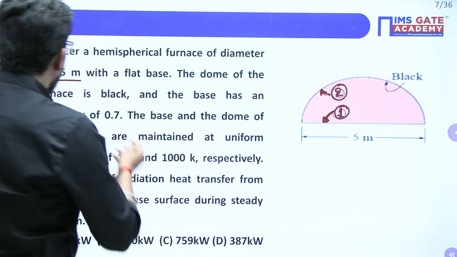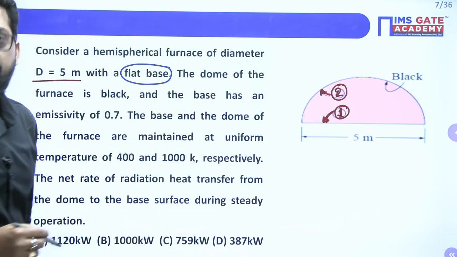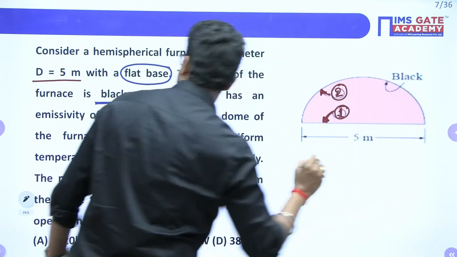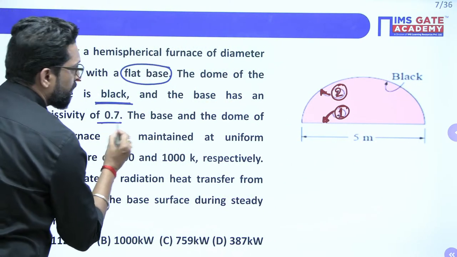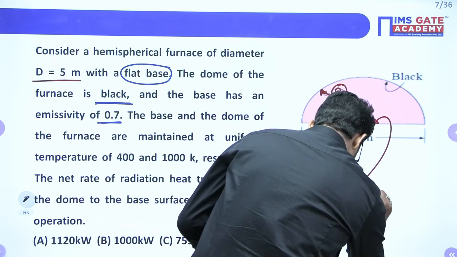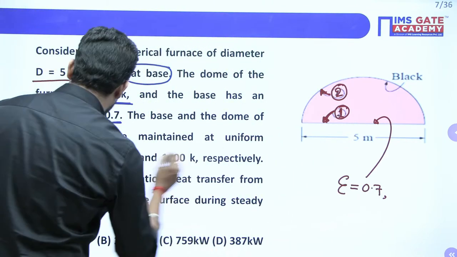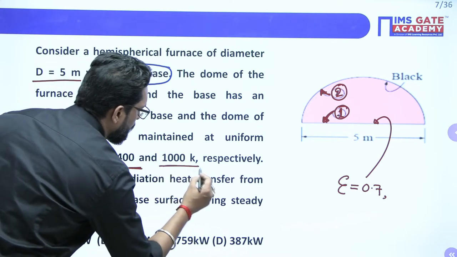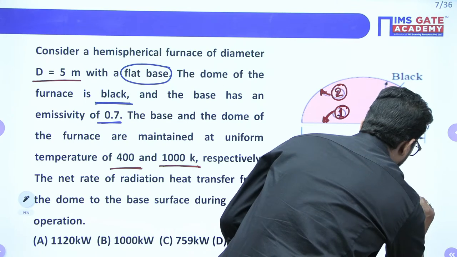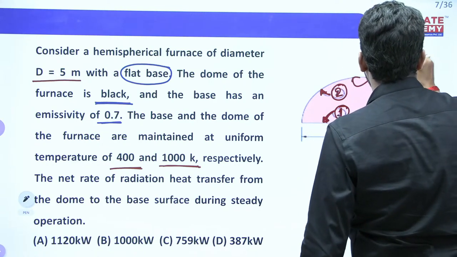So this diameter is a flat base. The dome of the furnace is black, that means the property of the surface is black, and the base emissivity is given as 0.7. The base and the dome of the furnace are maintained at uniform temperatures. If the base is 1, then T1 is 400 Kelvin, and this dome is maintained at 1000 Kelvin.